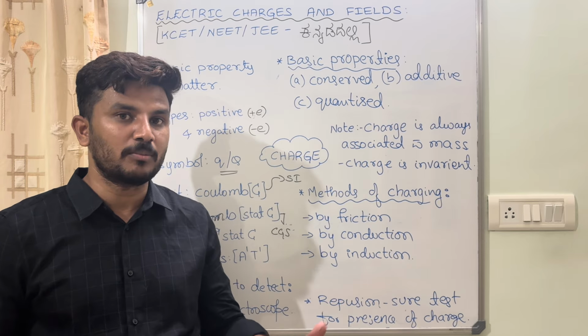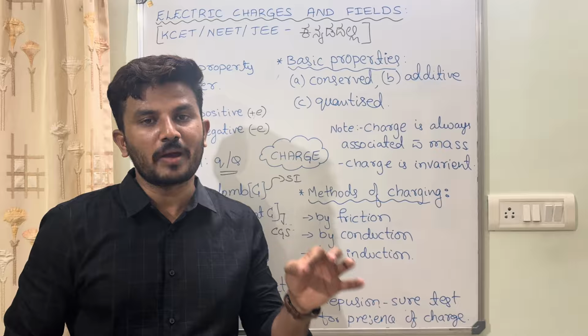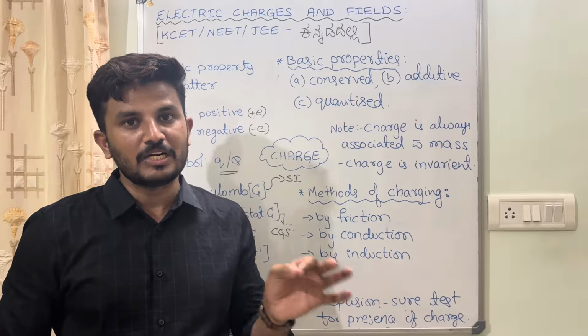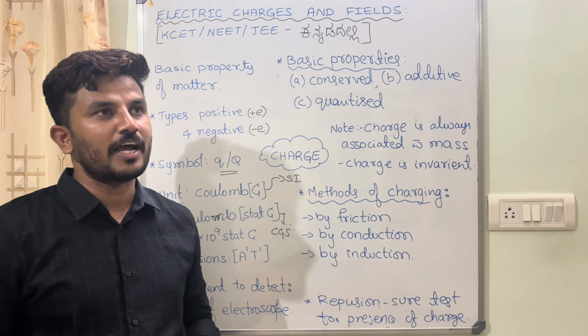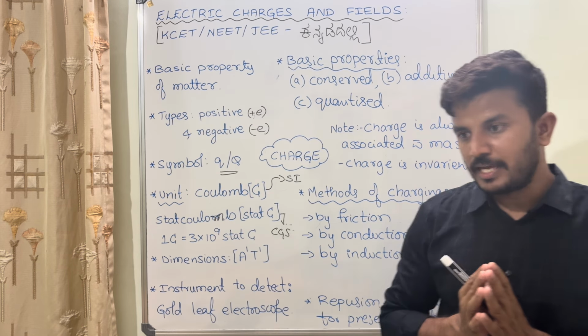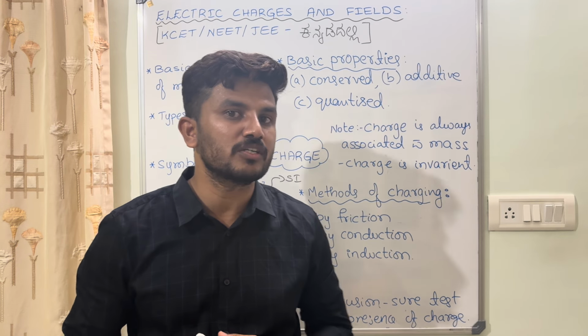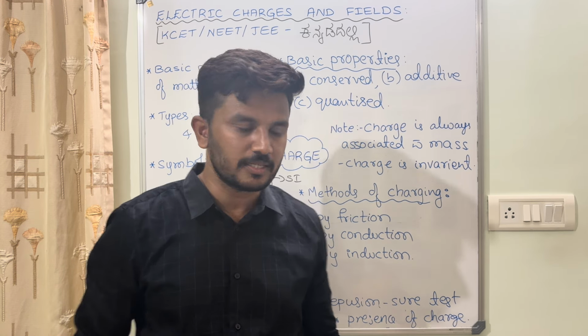We have ab Coulomb also. So we call it as EMU, electromagnetic unit, and ESU, electrostatic unit. And we have the largest unit of charge. What is the largest unit of charge? It is the Faraday. What is the smallest unit of charge? Franklin. Different units are there.